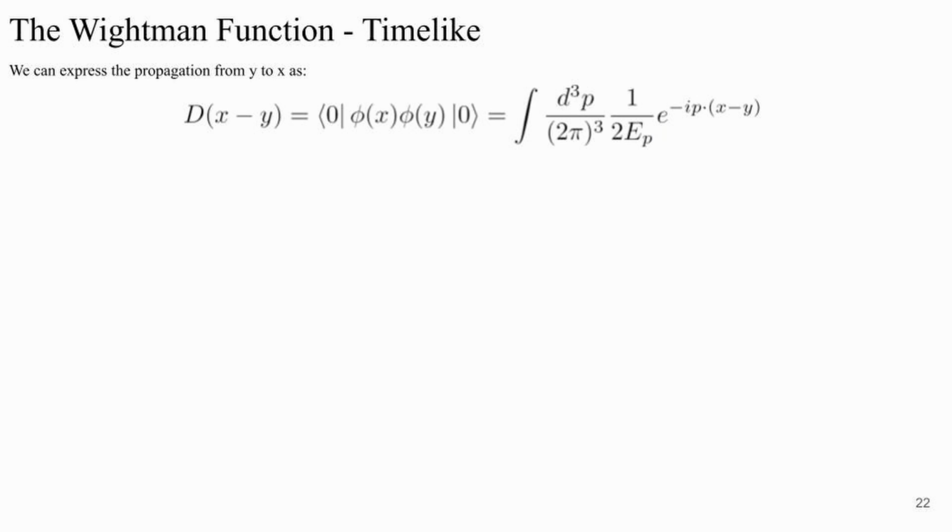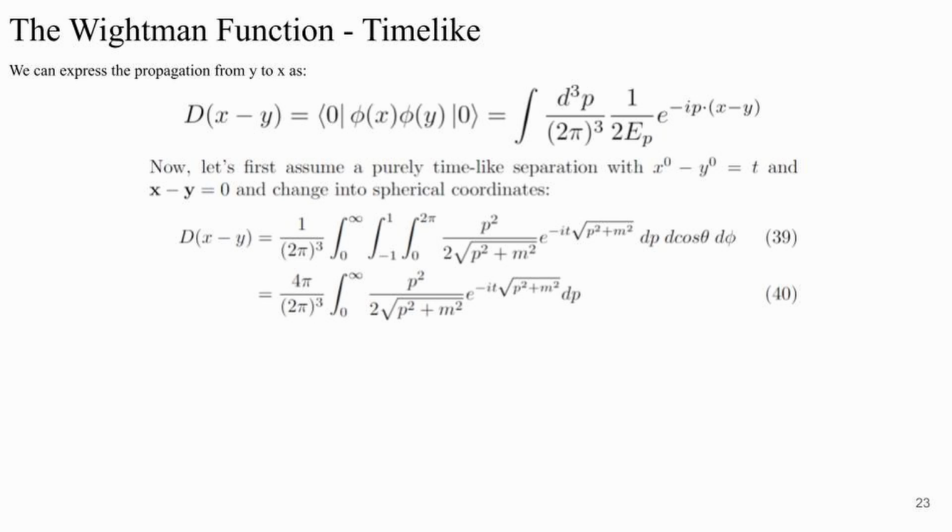In the Heisenberg picture, we can express the amplitude of propagation from y to x in terms of the Wightman function given at the top. First, let's assume a purely time-like separation between x and y. We first change into spherical coordinates, as we have before, and we evaluate the two integrals in terms of cosine theta and d phi. Our integrand has no explicit dependence on these, so these can be trivially evaluated.